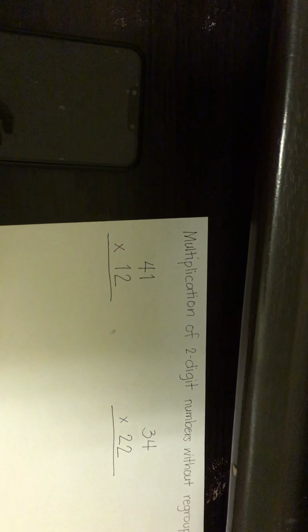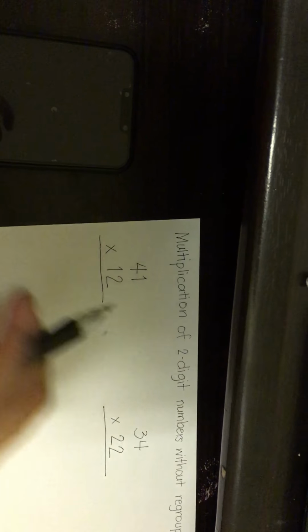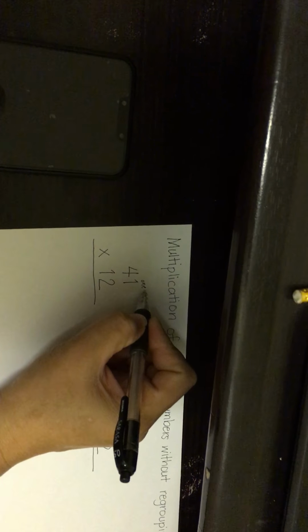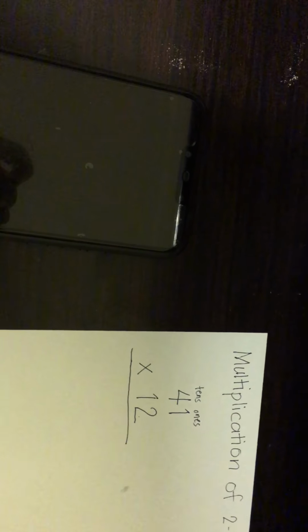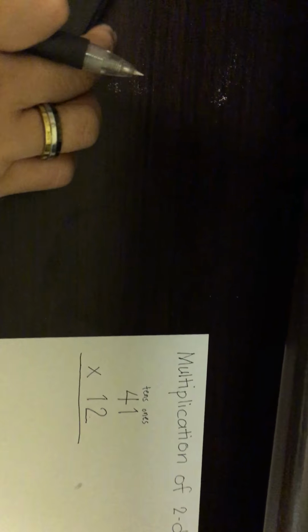It is very important that the numbers are aligned when you write them. These are the ones: 1 and 2 are the ones, and 4 and 1 are what we call the tens. They must be aligned so that it will not mess up when you multiply. Let's start multiplying.